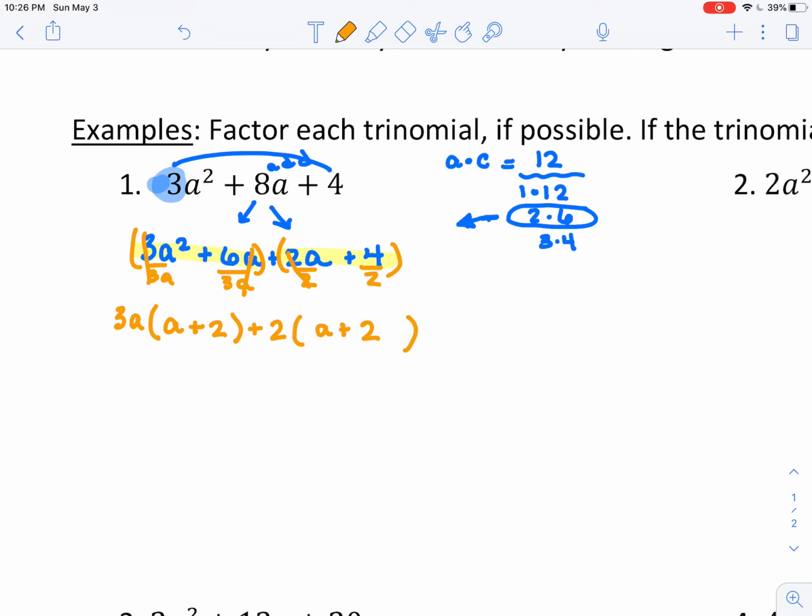Remember, you have to have the same 2 parentheses when you factor by grouping. If you don't, there's some kind of a problem. Now I take out that common a plus 2, and if I factor out that common parenthesis from each big term, I'm left with 3a plus 2. Okay, this is our final answer. This is the factored form.